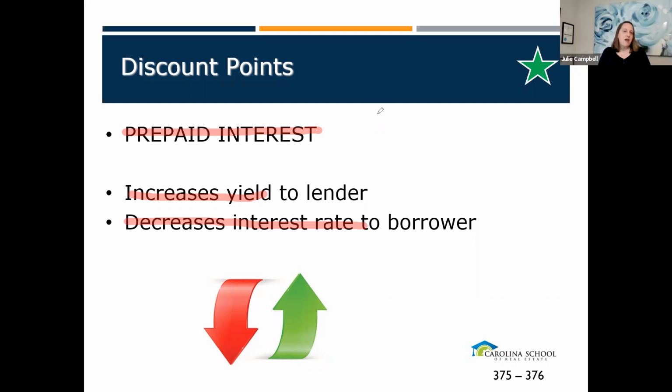So the lender may ask the buyer to purchase discount points to have a higher yield. The buyer may look at the lender and say, I want a lower interest rate. Is there anything I can do about that? And the answer to both of those questions is discount points. The buyer can prepay interest.